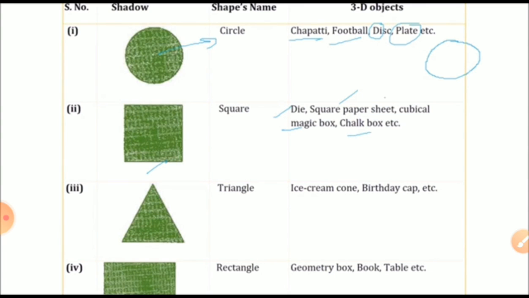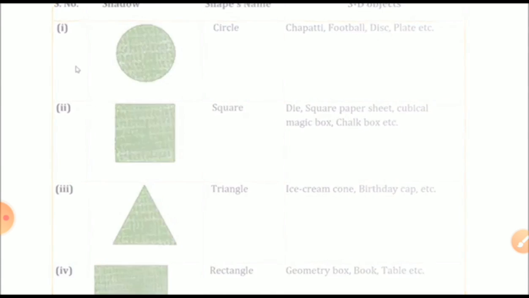What about the square? So many things: the dice, square paper, a sheet, a cubical magic box. You have a chalk box also, square shaped. So many things are there. Don't stick to one particular thing. But for the triangle, we can show an ice cream cone or a birthday cake, and its shadow will be a triangle. Or any triangle you can take. What about the rectangle? Your geometry book, textbook, notebook, tablet. Your mobile also has these types of shapes.